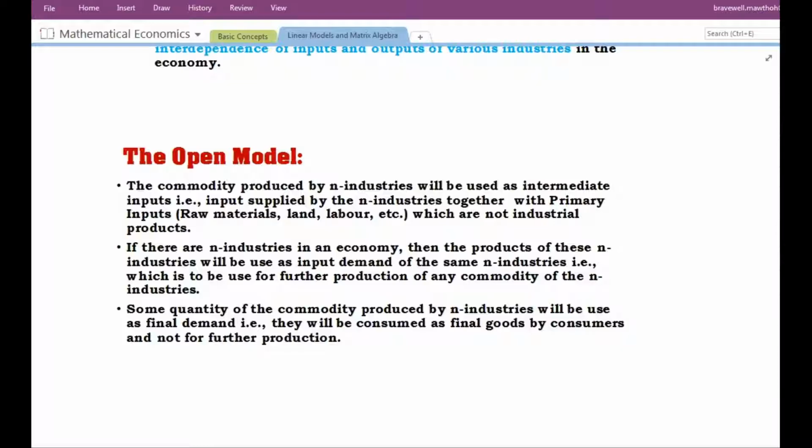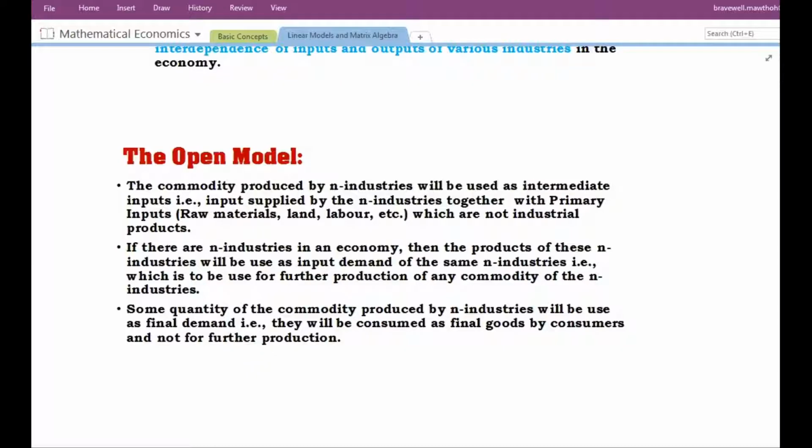So what it suggests is that the output of the three industries in our example, steel, automobile and oil, will be used as intermediate inputs in the same three industries, that is, steel, automobile and oil will be used as intermediate inputs in these industries themselves.